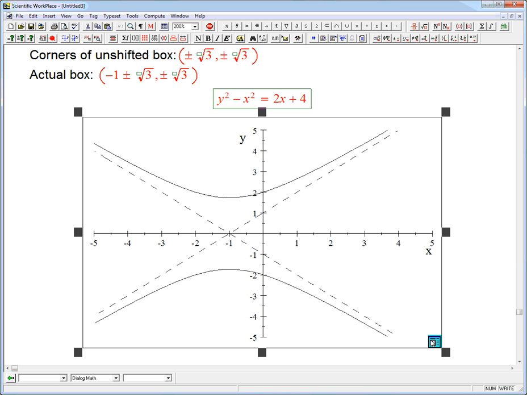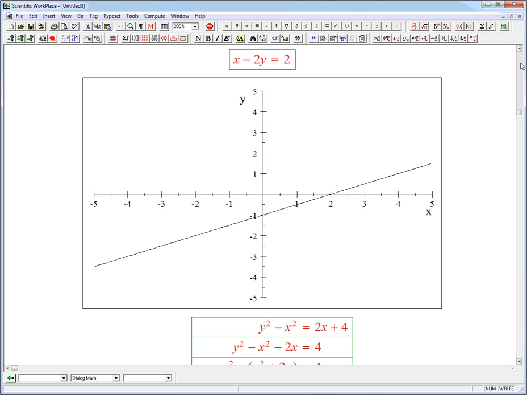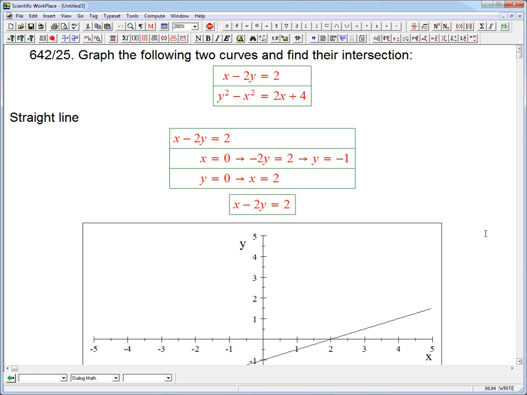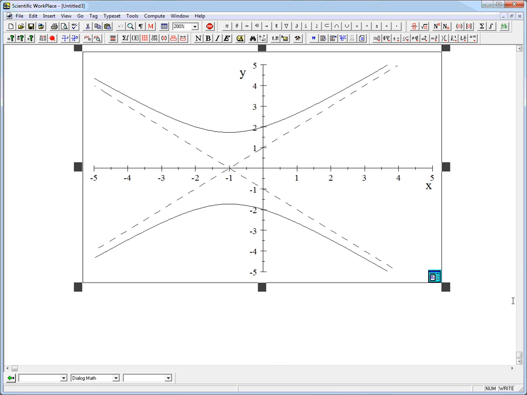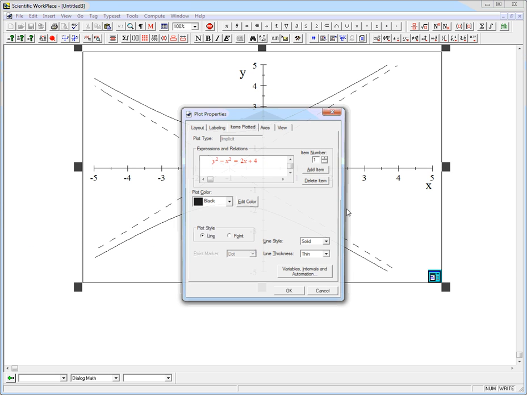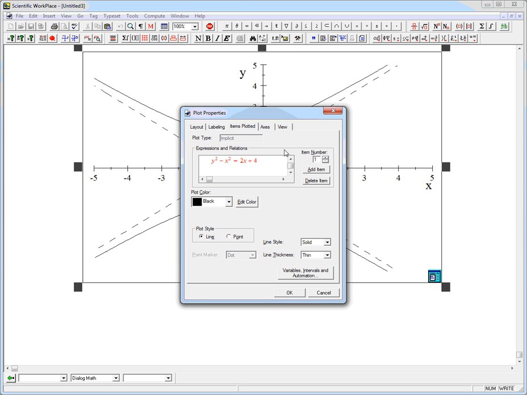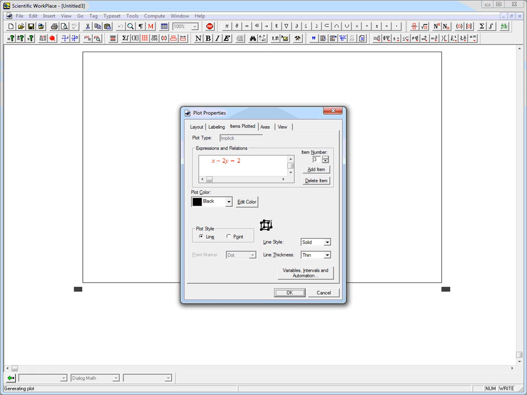And now let's add in, what was our other graph? It was x minus 2y equals 2. And see if we get an idea of where those intersections should be. X minus 2y equals 2. See if it takes as long to plot this out as it did last time.